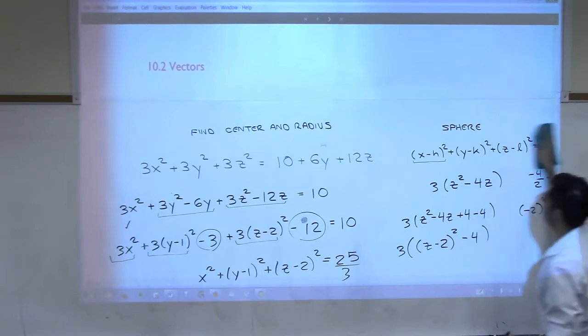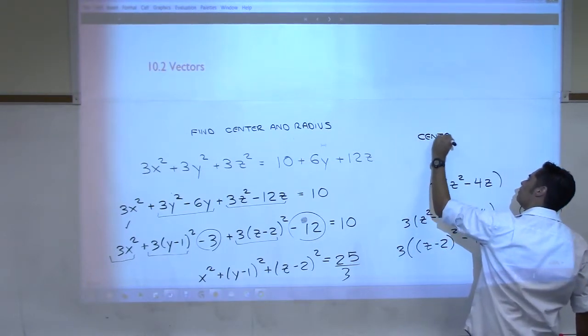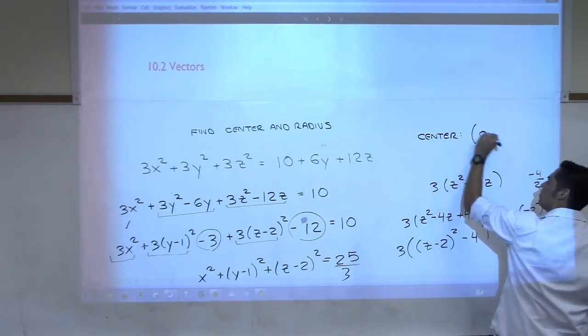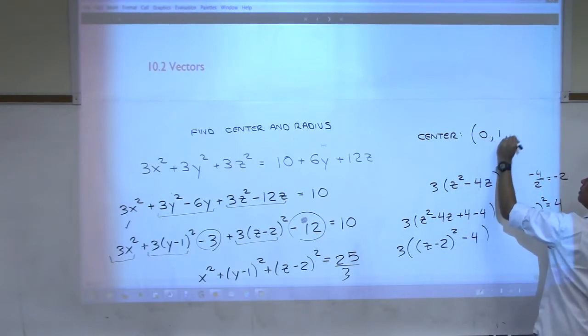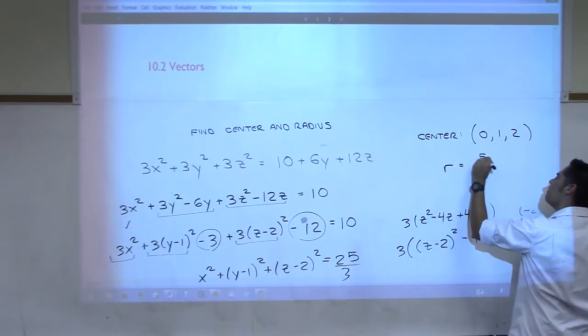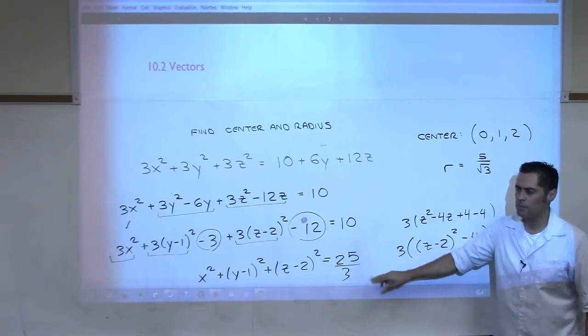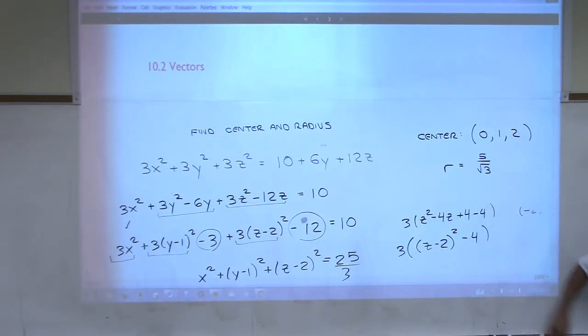Yes? Okay, let's see. The center is 0, 1, 2, and then the radius is 5 over root 3. You're just taking the square root of top and bottom. And it's acceptable to leave it like that. I know some of you have been taught to never leave it like that. It's fine. Nothing wrong with that.